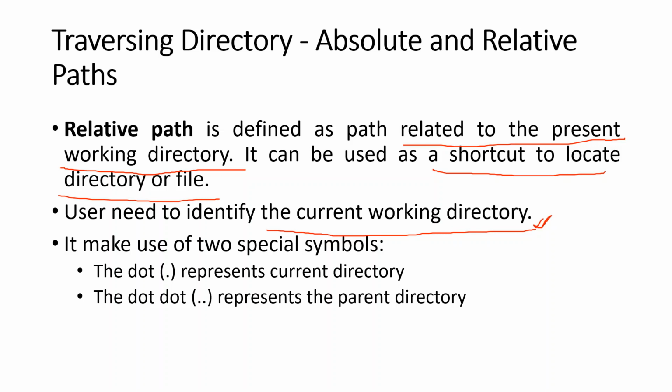Okay, and the third point, in this relative path, we are going to make use of two special symbols: single dot represents the current directory, double dot represents the parent directory. So let's see from the example. Hopefully by looking at the example, you're able to understand what it means by this double dot and also single dot.